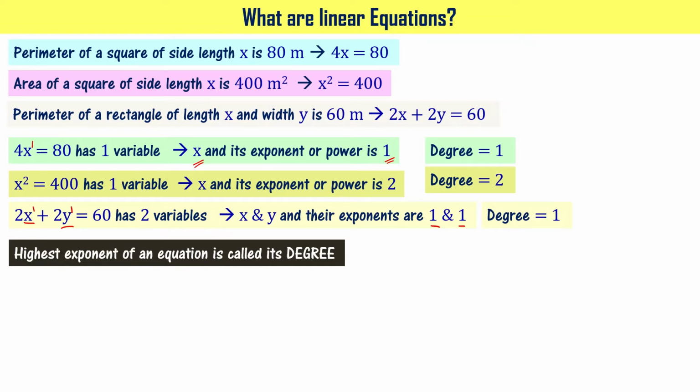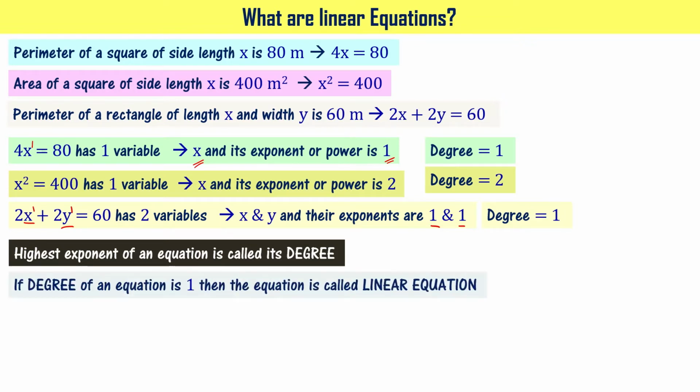Another statement you have to note is, if the degree of an equation is 1, then the equation is called a linear equation. Please note this point. If the degree of an equation is 1, then the equation is called a linear equation, right? It means the first equation 4x equal to 80 is a linear equation and has got one variable. That is why 4x equal to 80 is a linear equation in one variable. Please note this point.